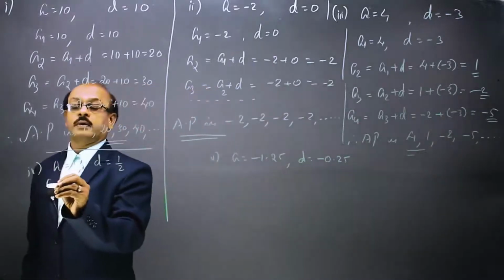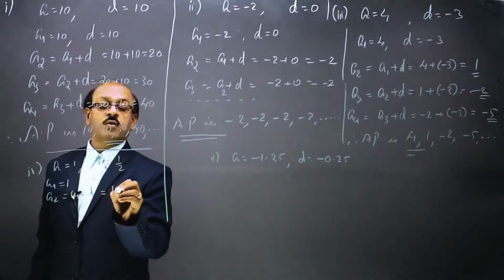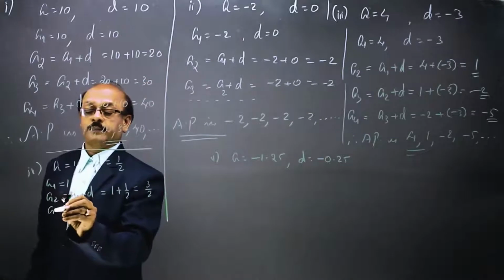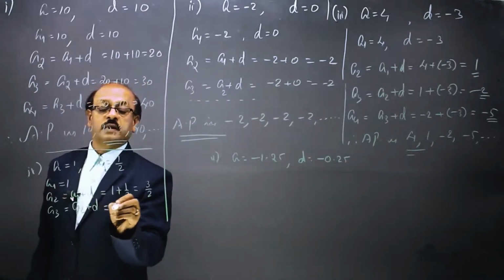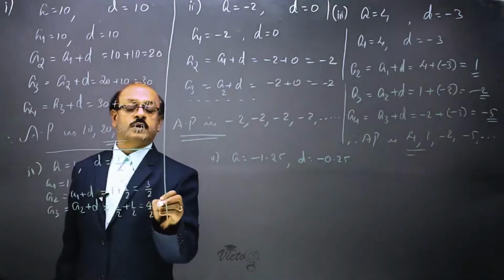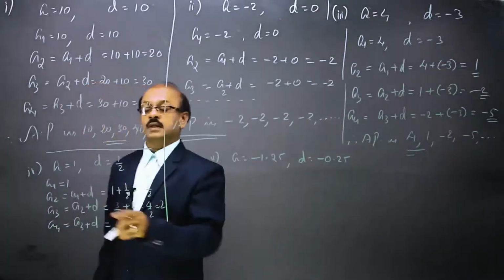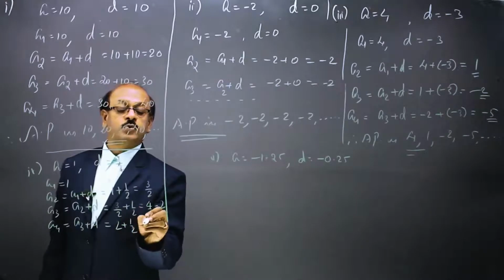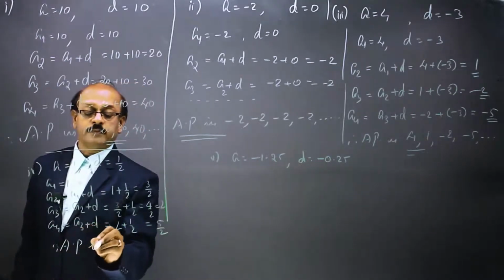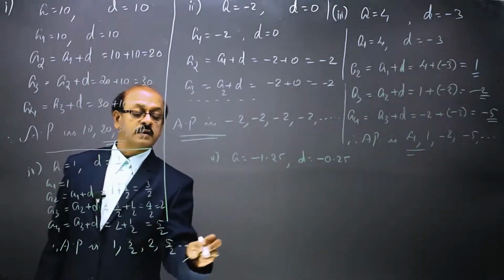Here a1 is equal to 1. a2 is equal to a1 plus d, that means 1 plus 1 by 2, which is 3 by 2. Now a3 is equal to a2 plus d. The value of a2 is 3 by 2 plus 1 by 2, which is equal to 4 by 2, that is 2. Then a4 is equal to a3 plus d. The value of a3 is 2 plus 1 by 2. 2 plus 1 by 2 is equal to 2 and a half, which is 5 by 2. Therefore, the required AP is 1, 3 by 2, 2, 5 by 2, etc.